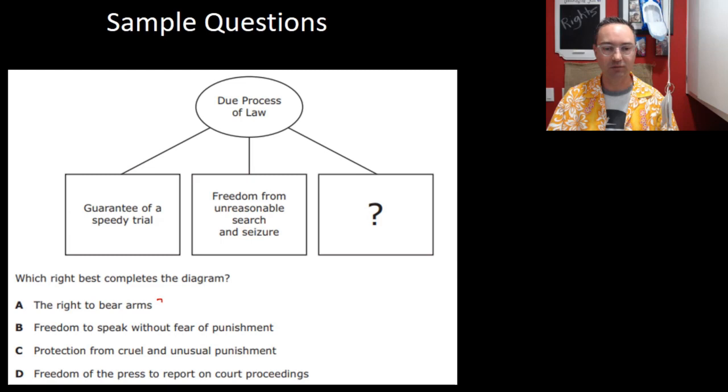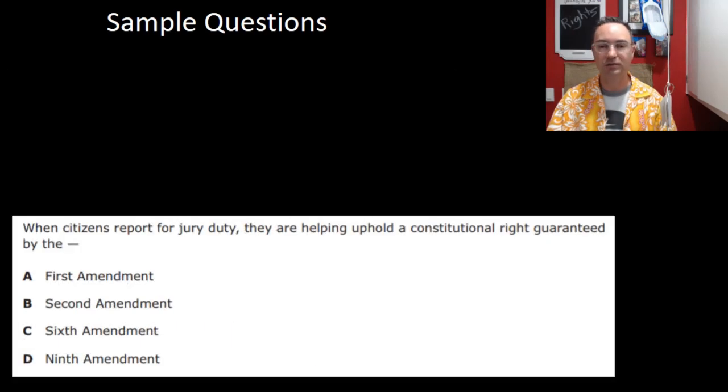Right to bear arms, well, that's number 2. Freedom to speak up, freedom of speech, that's Amendment 1. Protection from cruel and unusual punishment, freedom of the press, that's Amendment 1. We are looking at C. Absolutely. I'll let you read this one.